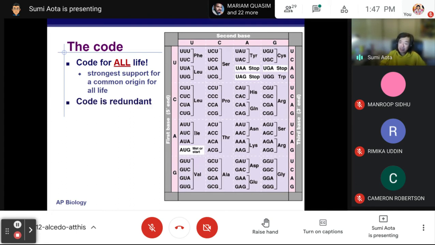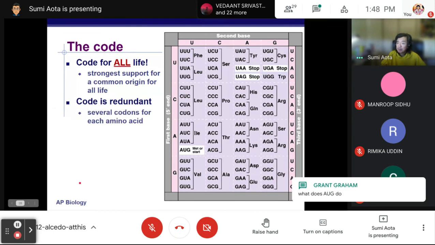Okay, the code is redundant. So there are many ways to spell the same amino acid. In fact, in many cases, you only need the first two bases. If you got an A and a C, it's pretty much going to be threonine. Doesn't really matter what the last letter is. If you have a CU, it's leucine. If it's a G and a U, it's a valine. So you can pretty much determine the amino acid just based on the first two letters. The third letter simply gives you redundancy. Okay. We'll get there.